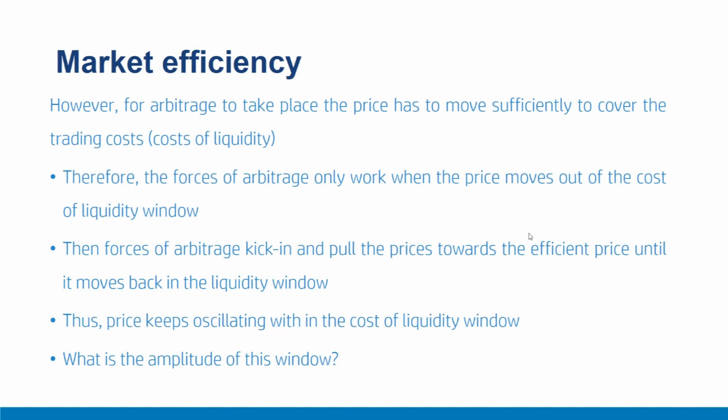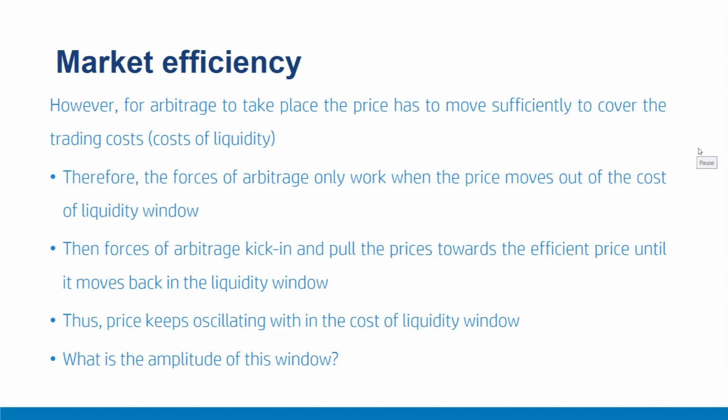These forces of arbitrage work like an elastic, pulling the different ends of the elastic when it is stretched towards its mean, only when the prices are sufficiently away from the fundamental value. When they are away from the fundamental value, forces of arbitrage kick in and they try to pull these prices towards that efficient price until it is back within that liquidity window.